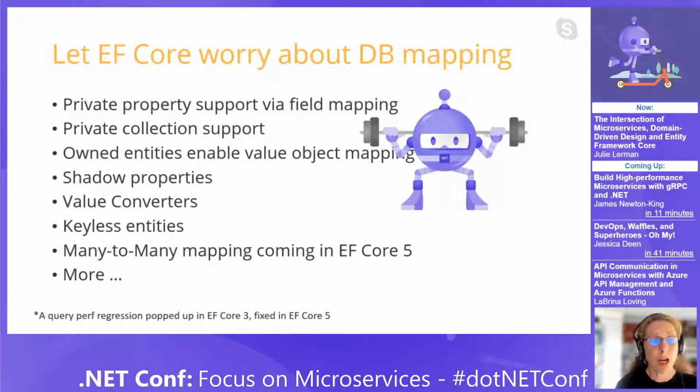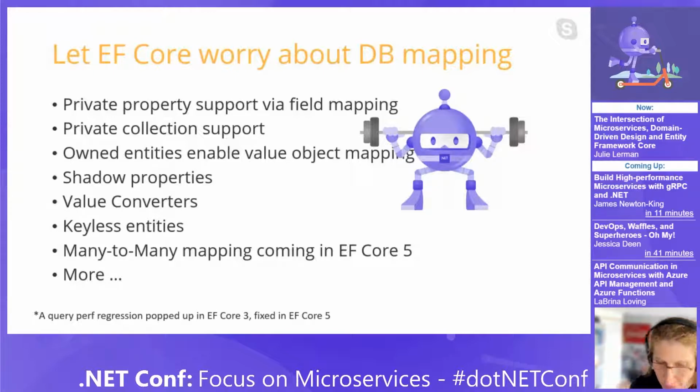So we've got private field or private property support, we've got field mappings, we've got support for encapsulated collections, we've got a feature called owned entities, which lets us map value objects. We've got shadow properties, which are great for keeping track of audit data that you don't want in your domain model. We've got value converters, so you can use .NET types, and they know how to persist the data. Keyless entities, new. And also, for those of you who have been waiting and waiting and waiting for many-to-many mappings, we're going to be getting them in EF Core 5. Up until now in EF Core, we've had to do those explicitly.